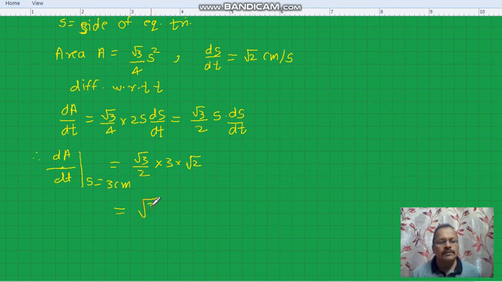So the answer is square root of 3 upon 2 into 3 centimeter square per second. Or if you don't want the irrational denominator, you can write it as 3√6 upon 2 centimeter square per second. It is customary to write the final answer where the denominator is not irrational. Write the denominator as a rational number, preferably an integer.